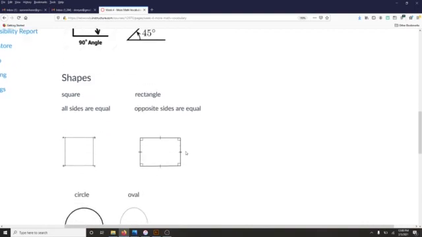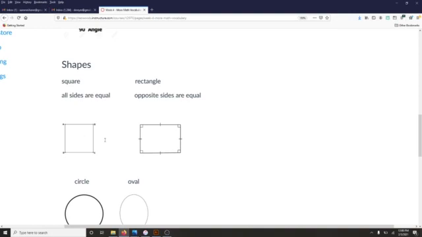Shapes. First, a square and a rectangle. So in a square, all the sides are equal. In a rectangle, the opposite sides are equal. So you see this side and this side are equal, and this side is equal to this side over here. So that's called a rectangle.